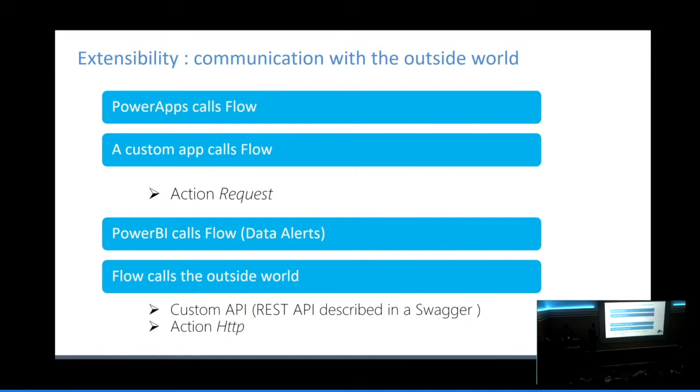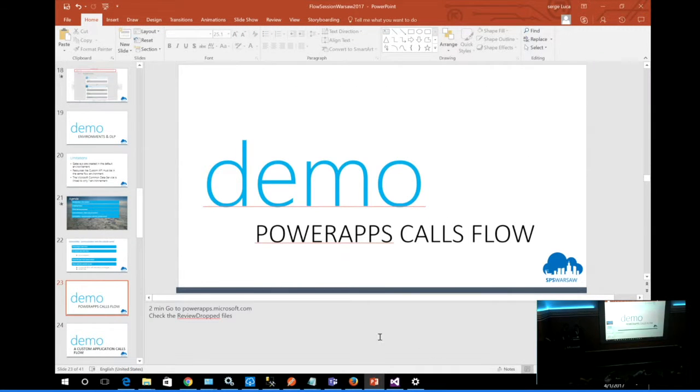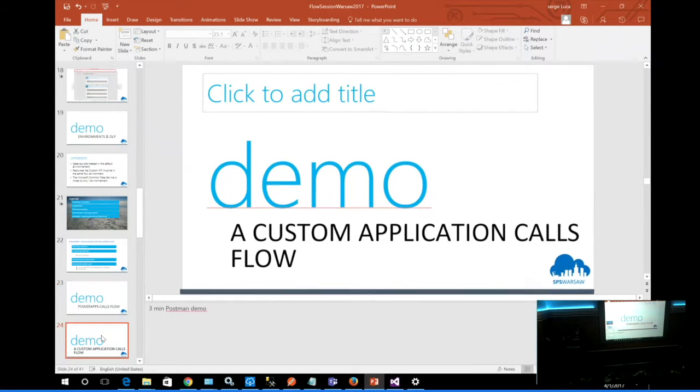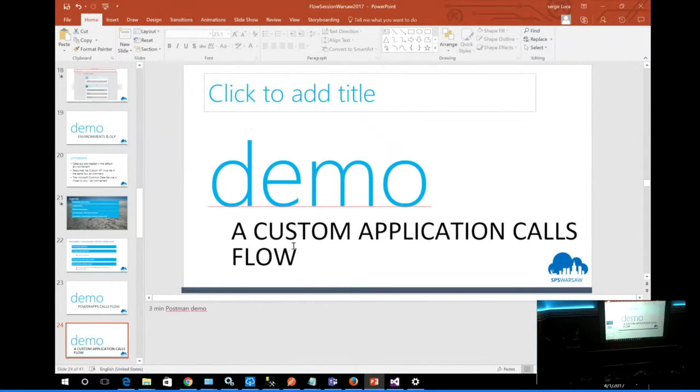Of course. Also, we have a nice action which is HTTP, which allows you to call the outside world. Let's take a look at that. Yeah, Power Apps call flow. I will skip that because Hamad will show you that. It's very interesting as well. Custom application call flow. How does that work?